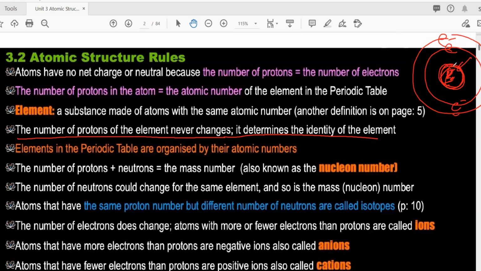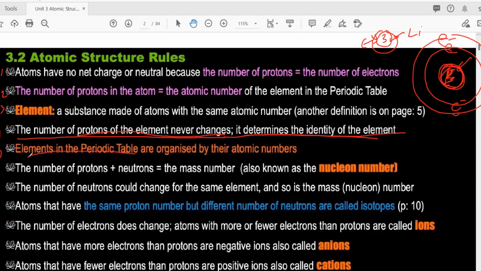So in other words, if lithium has proton number 3, there is no other element that has the same number. It is known as its identity. Every element has its unique atomic number, and other elements cannot have the same number. So the number of protons of an element never changes. It determines the identity of the element. Then 1, 2, 3, 4, number 5.